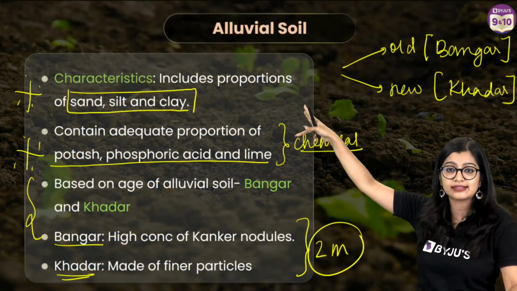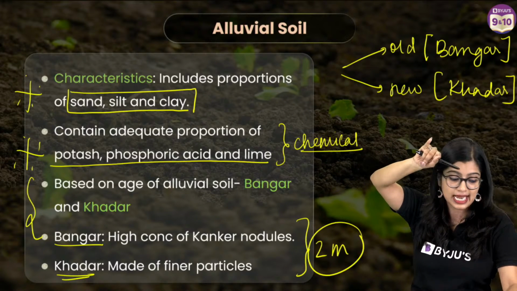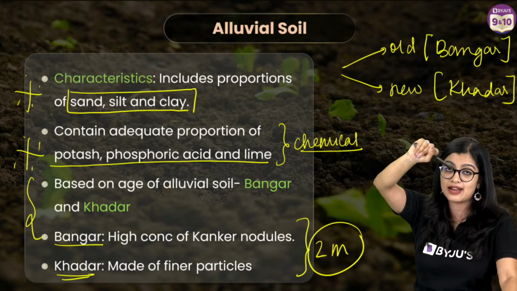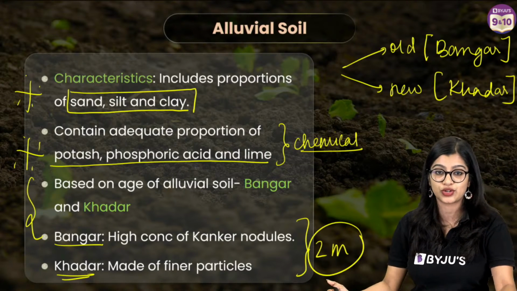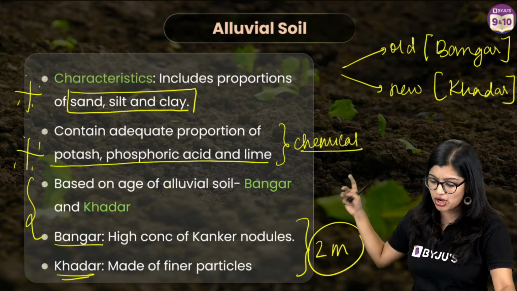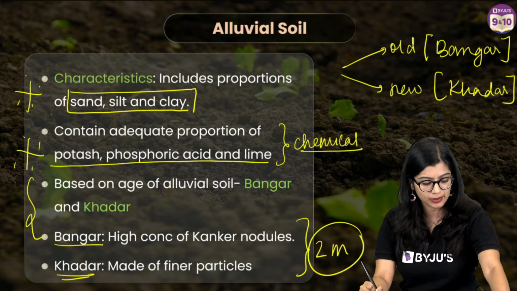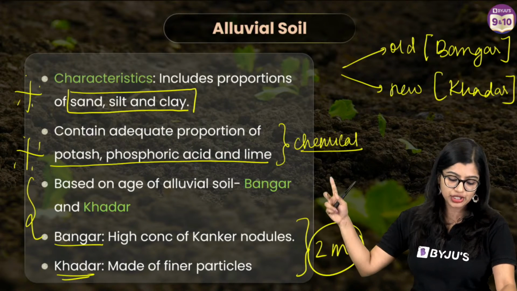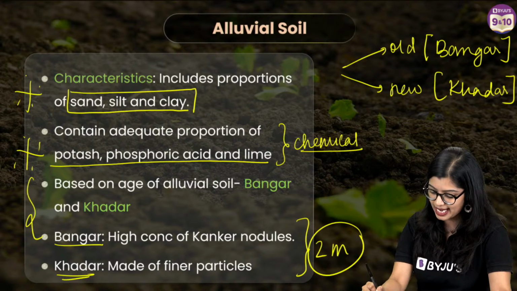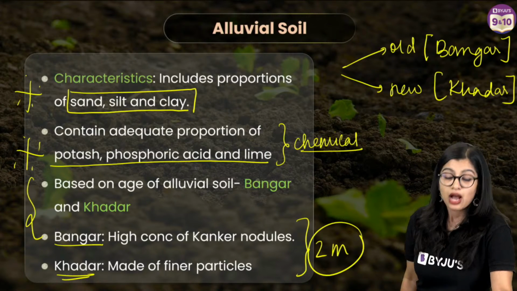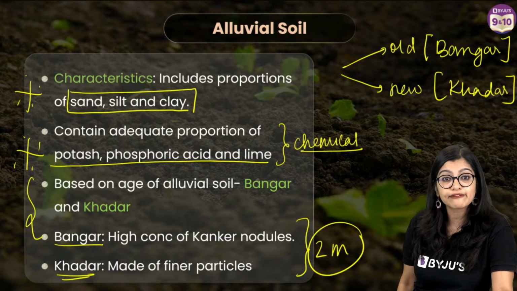Then of course, characteristics wise we know that it has sand, silt and clay, and it has potash, lime and phosphorus, right? Then we know that there are two kinds of it, your Bangar and your Khadar alluvial soil. Easy peasy, yes? Okay. Somebody asked me, ma'am, is Khadar more fertile?